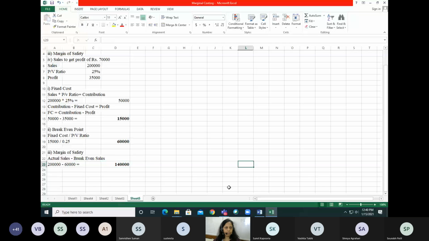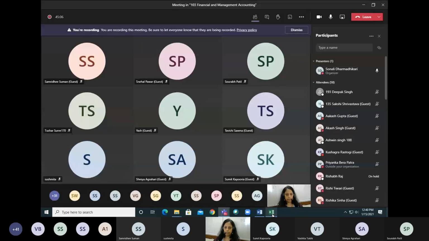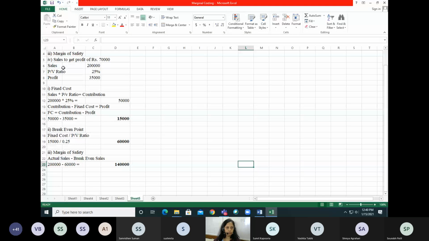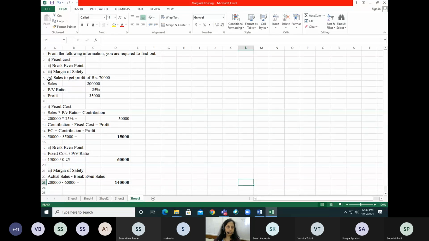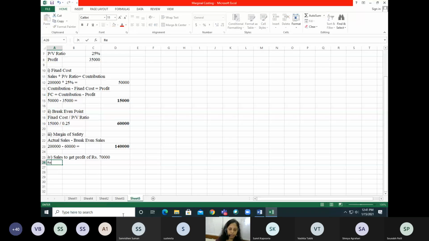All of you have followed and completed up to this? Yes, ma'am. Yes. Now next, margin of safety is done. Sales to get profit of 70,000. So this is called profit planning. You want a certain desired profit and you are planning the figure of sales. Now tell me the formula. Desired profit plus fixed cost by PV ratio. Very good.